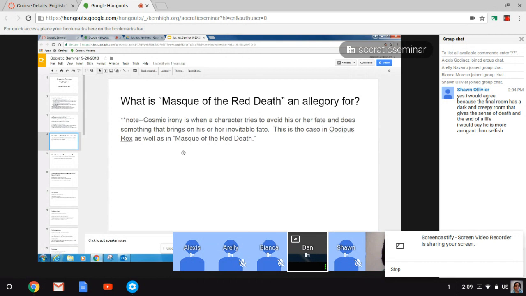What is Masque of the Red Death an allegory for? I want to talk a little bit about a particular kind of irony called cosmic irony. Cosmic irony is when a character tries to avoid his or her fate and does something in doing that that brings on his or her inevitable fate. And this is the case in Oedipus Rex as well as in Masque of the Red Death.